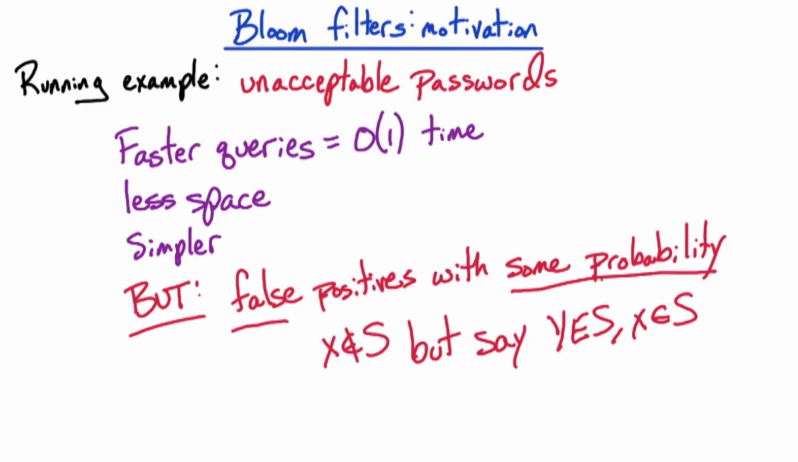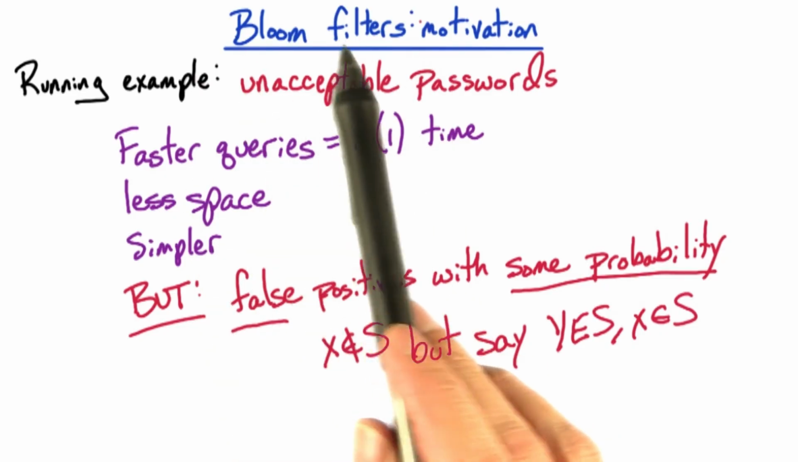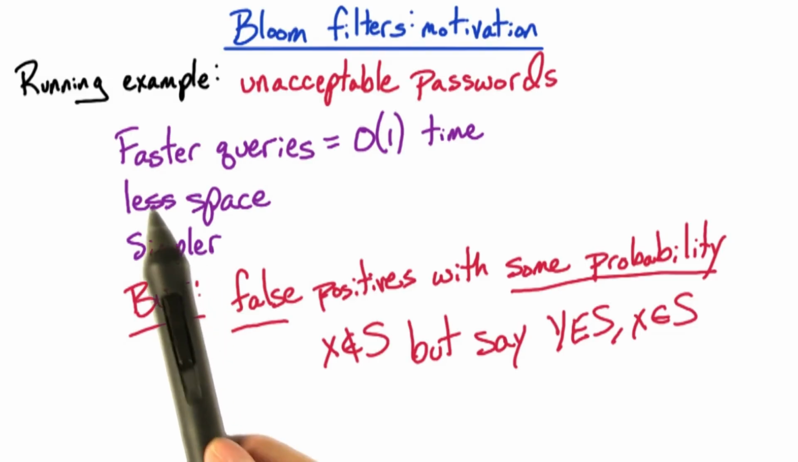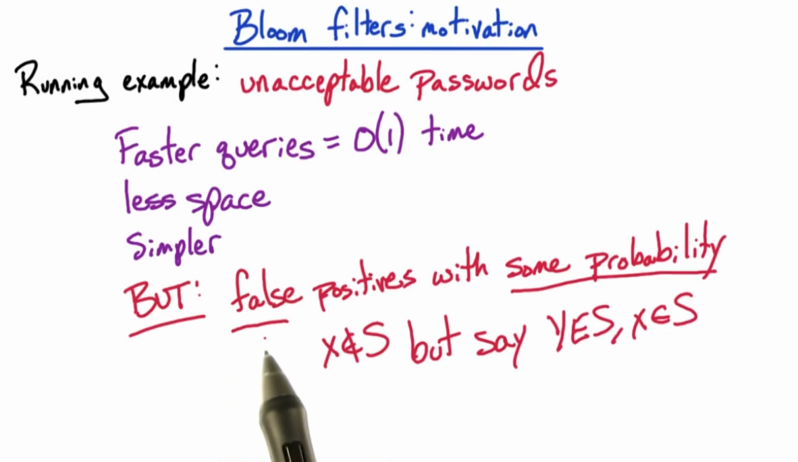In other settings, it may be unacceptable to have false positives, in which case Bloom filters might be a bad idea. So this is not a universal scheme. You have to look at your setting and determine whether the price of having a simpler and faster scheme is worth the cost of having false positives. Is it acceptable to have false positives with some small probability?